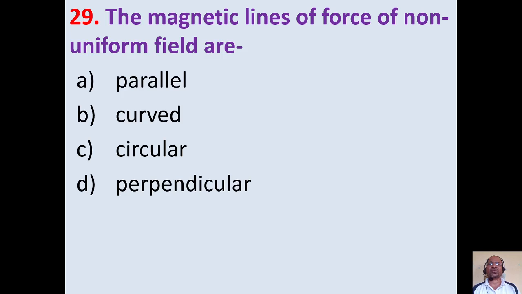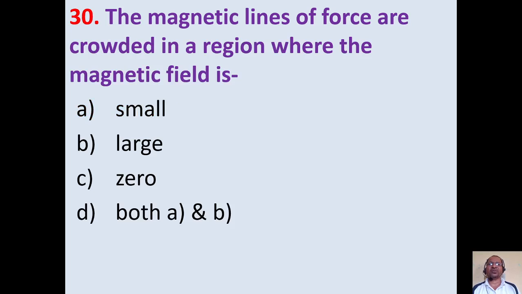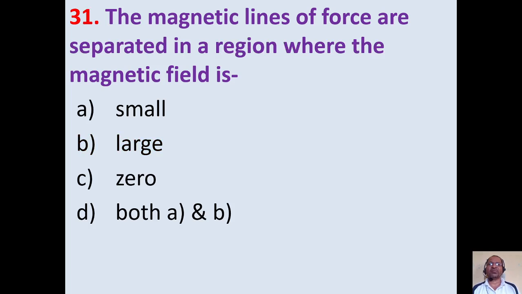The magnetic lines of force of non-uniform field are. So if the magnetic field is non-uniform, then magnetic lines of force will be curved in nature. The magnetic lines of force are crowded in a region where the magnetic field is. We have seen that if the strength of magnetic field is large, then magnetic lines of force are crowded. So here magnetic field will be large. The magnetic lines of force are separated in a region where the magnetic field is. This means that they are less crowded when magnetic field strength is small.